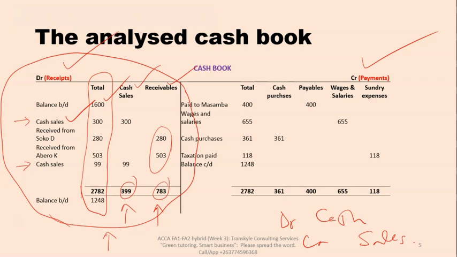So it is not here. It is not on this side. Don't be confused there. The reason it is so is that in the cash book we are recording cash only.